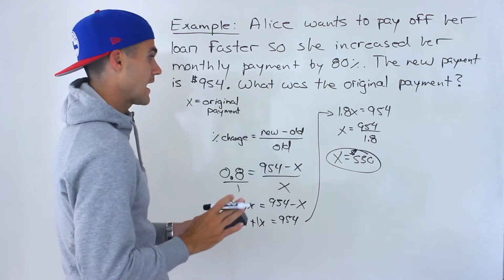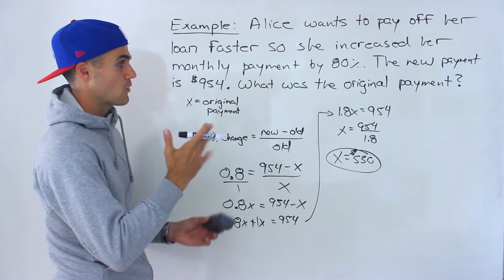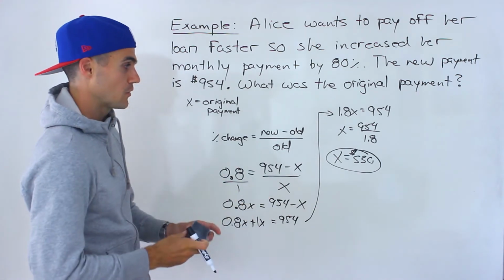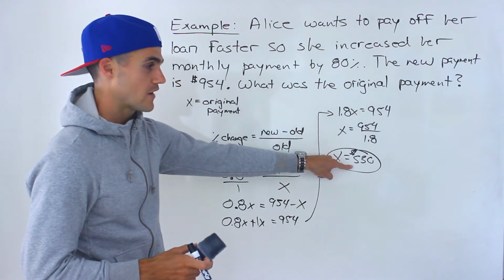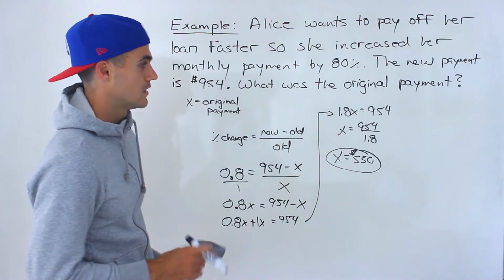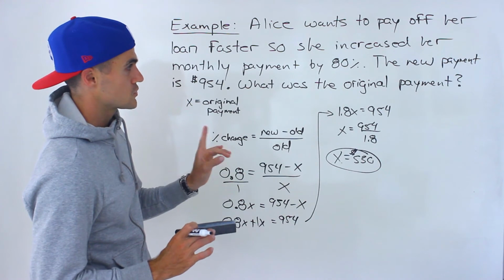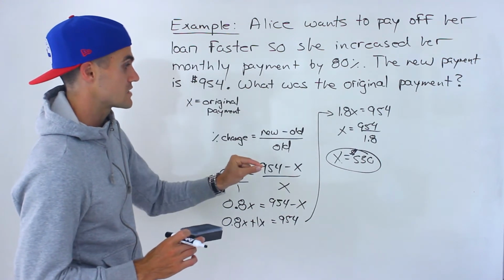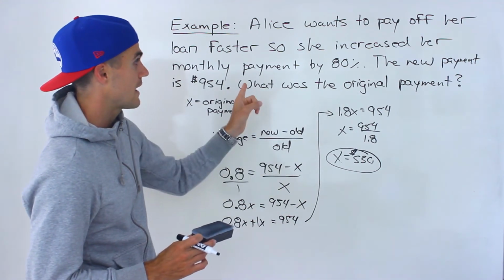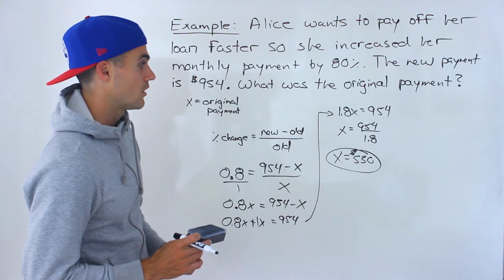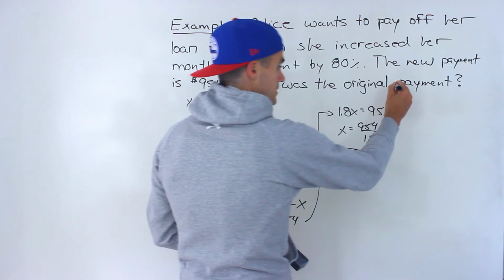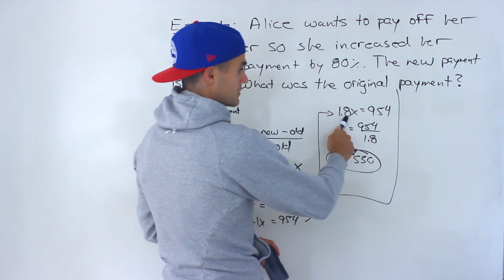Now be careful, they may ask something with a question like this, what was the increase in payment? So we would find the original payment, then if they ask for the increase, then you take 954 minus 530, then that would be the answer. So just be very careful with these kinds of questions with what they're asking, but here they just ask for the new payment. Or sorry, they ask for the original payment, which is $530.